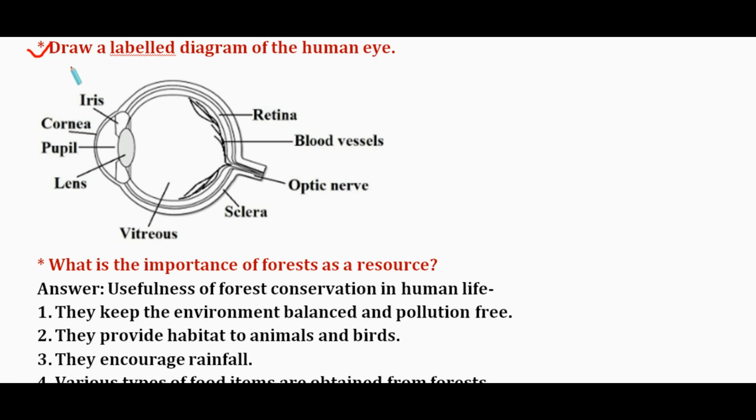Next question is, draw a labeled diagram of the human eye. This is the structure of human eye and you have to practice in your copy. This is iris, cornea, pupil, lens, vitreous, sclera, optic nerve, blood vessels, and retina.